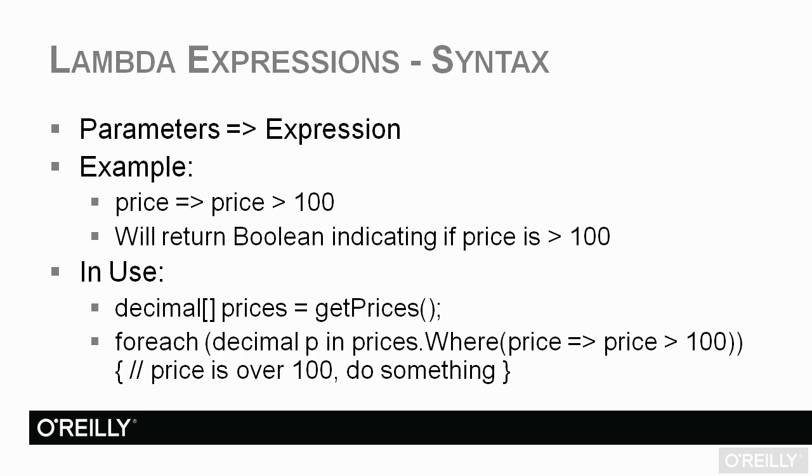And we can use that within a LINQ query as part of a where clause. So down here, we have a decimal array of prices, and we're going to get our prices. And obviously that method will give us that decimal array. And then we're going to do a little bit of a query on those prices. So for each price in prices, we're going to say where the price is greater than 100. If the price is over 100, then we'll do something. That where clause is where our lambda expression is, taking an input parameter of price that we're getting from that for each statement and checking to see if that price is greater than 100.